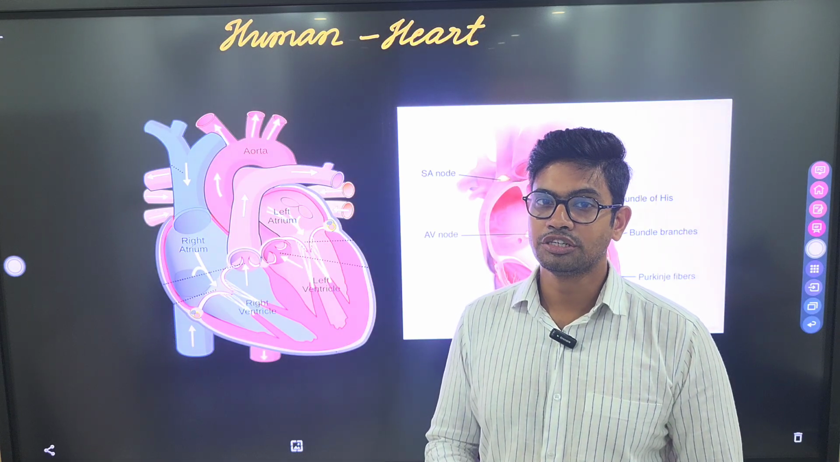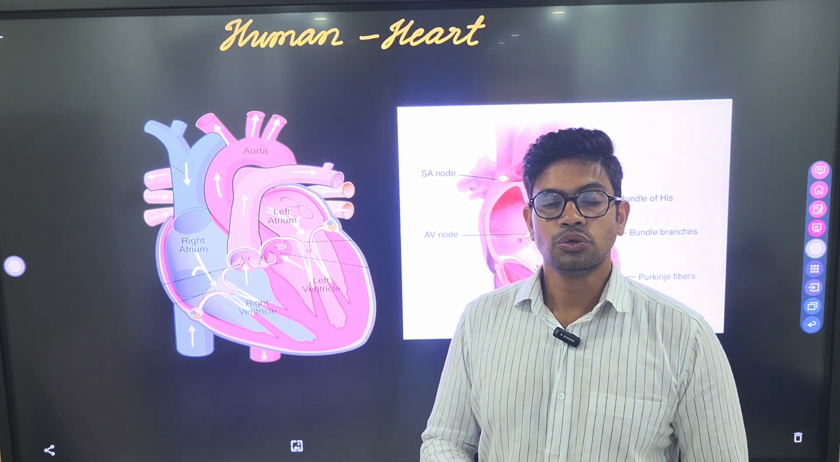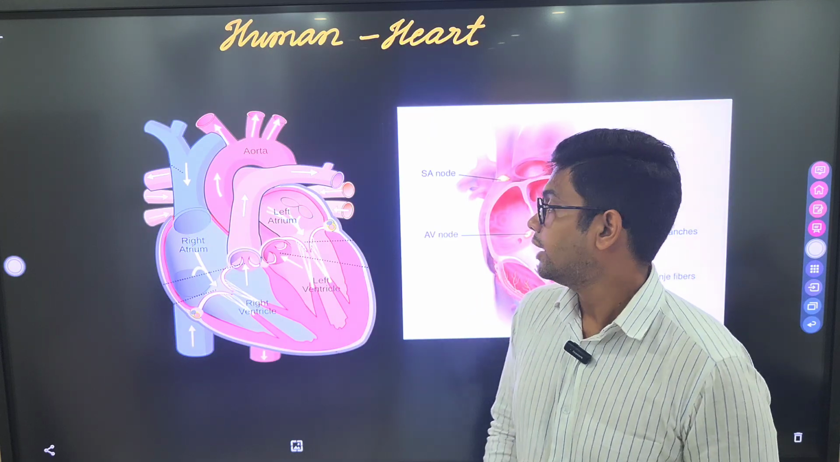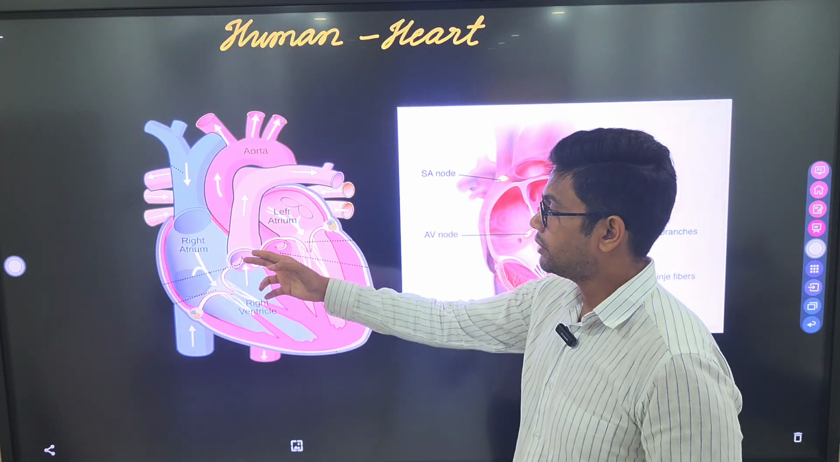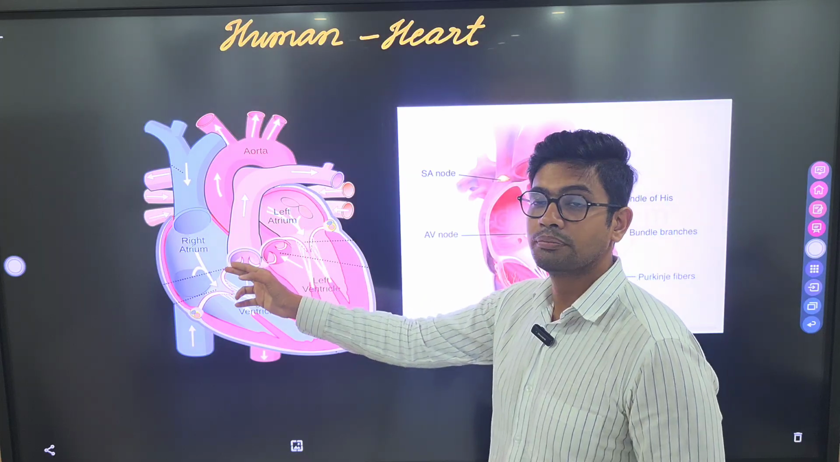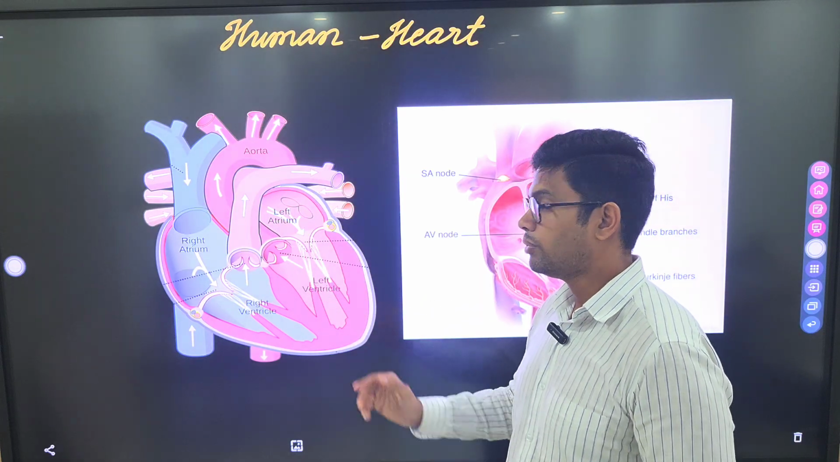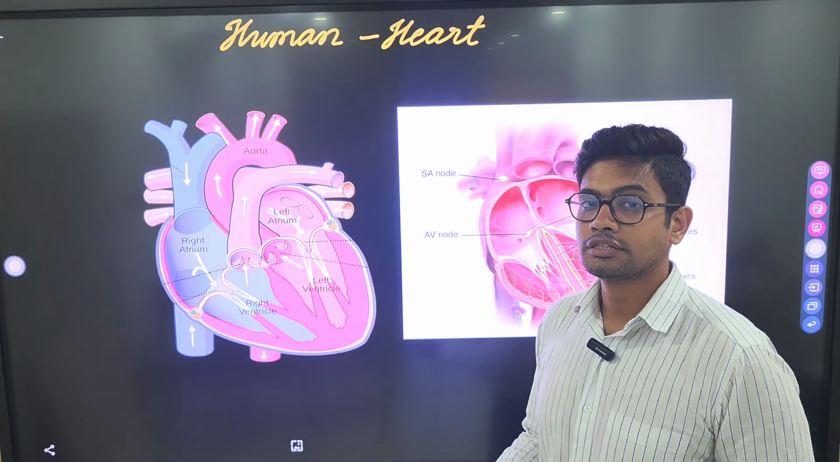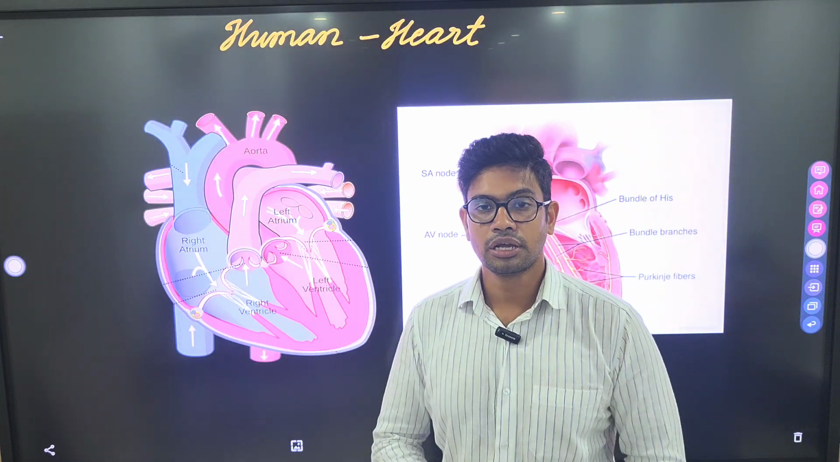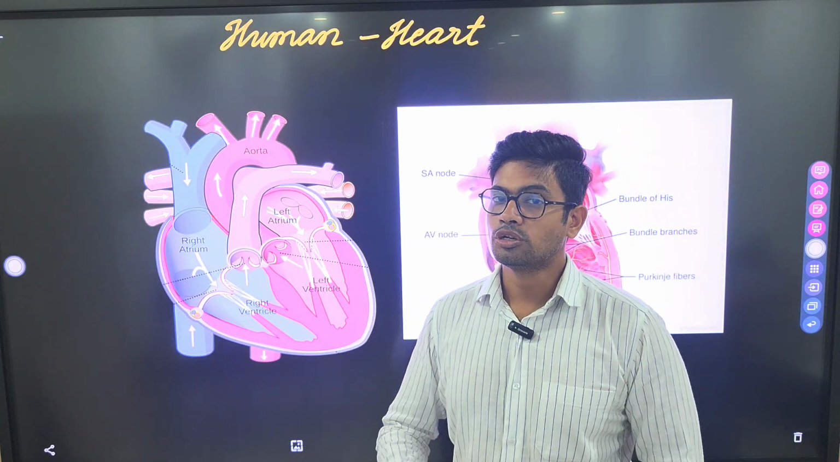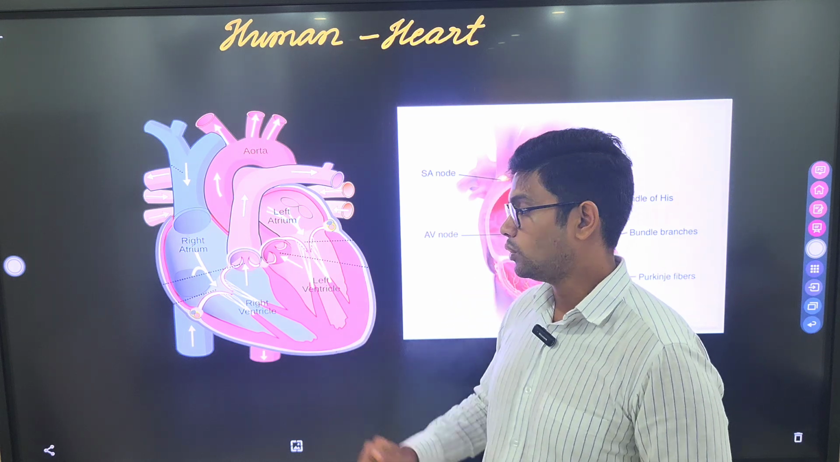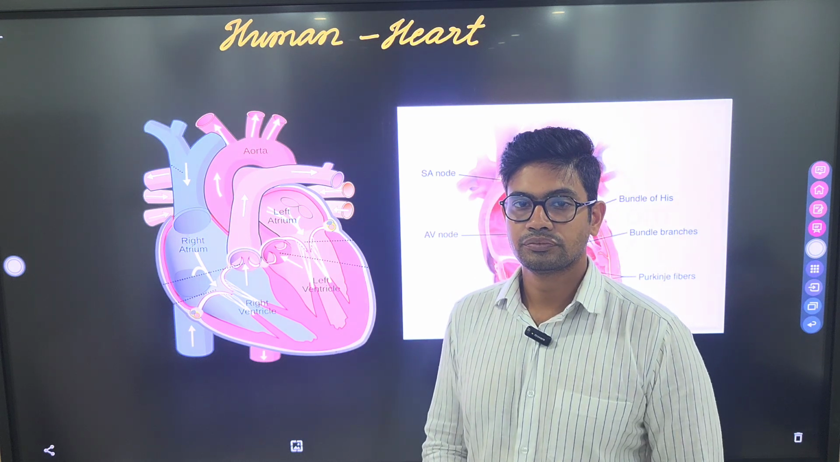Well, does the heart have a shape? Yes, it does have a shape. The heart is somewhat conical in shape. As you can see here, the upper broad part is called the base and the lower narrow part is called the apex.